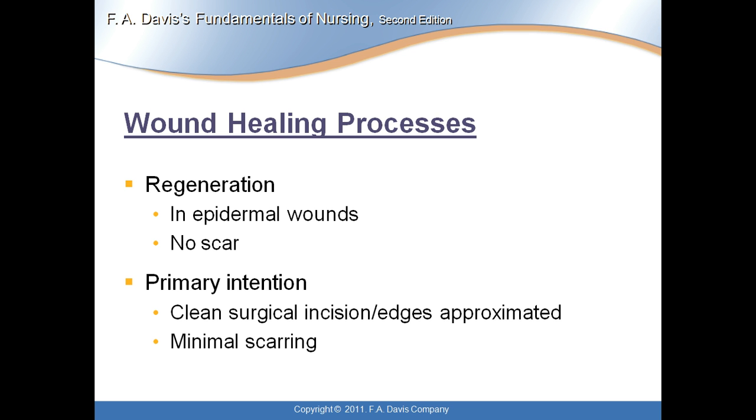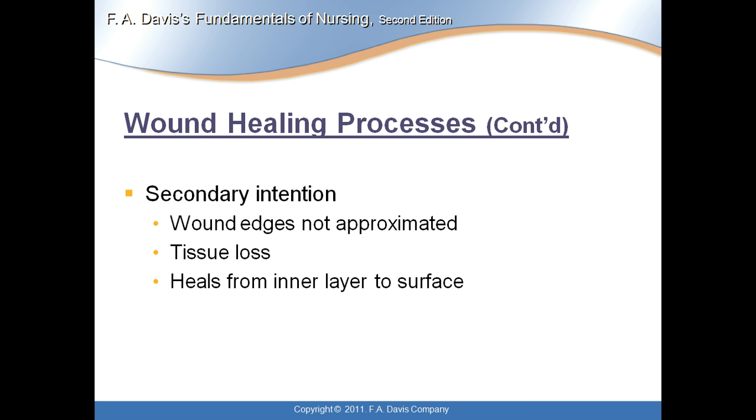So wound healing processes: we have regeneration, which is for epidermal wounds to heal with no scar. We have primary intention, which is a clean surgical incision where edges are approximated with minimal scarring. We have secondary intention, where wound edges are not approximated, there is tissue loss, and it heals from the inner layer to the surface. So let's look at the elderly patient who has broken down and actually got a decubitus ulcer. This would be a secondary intention.